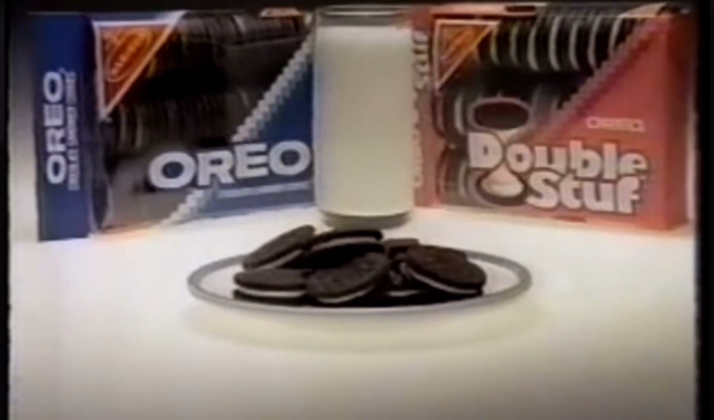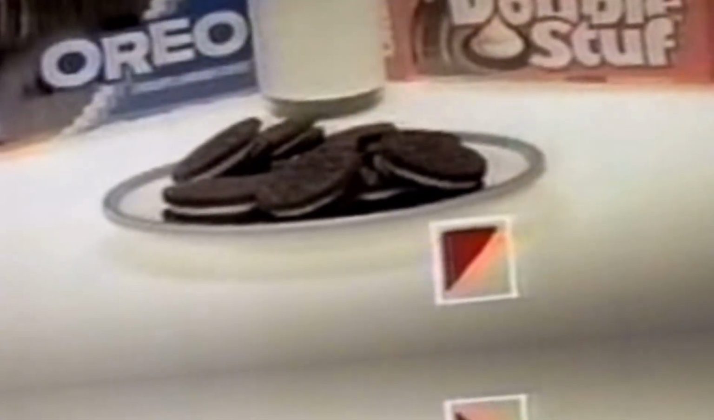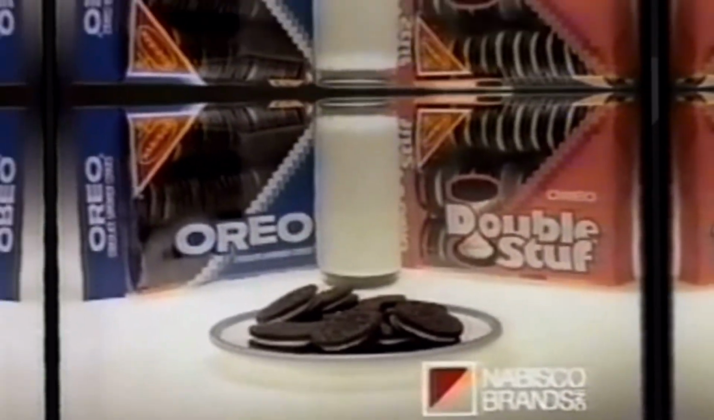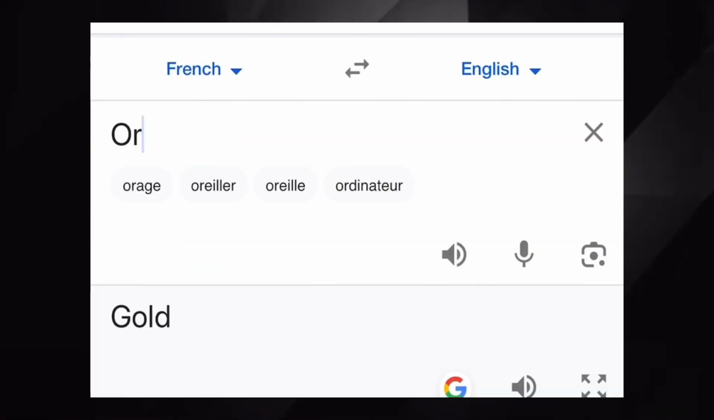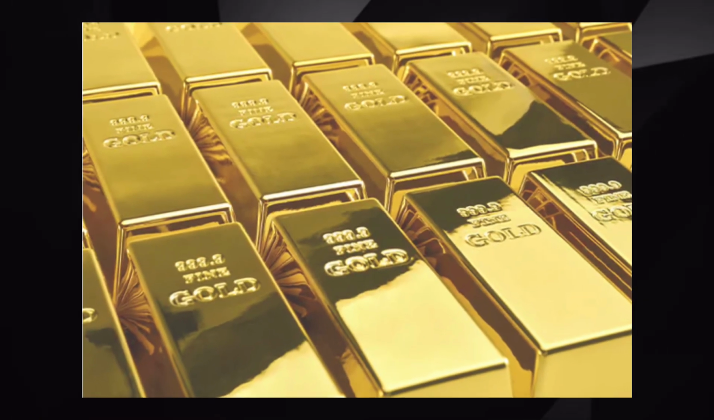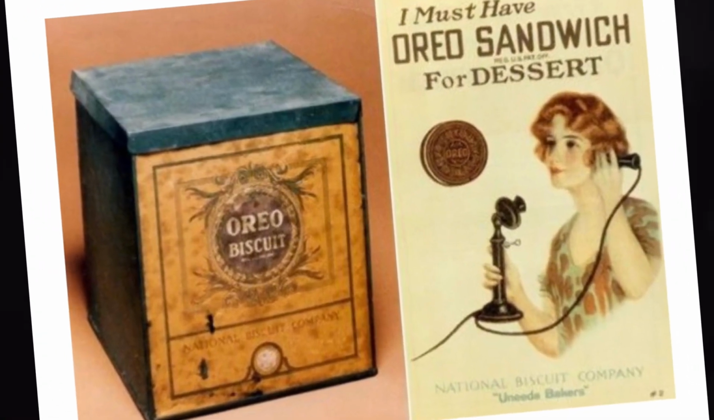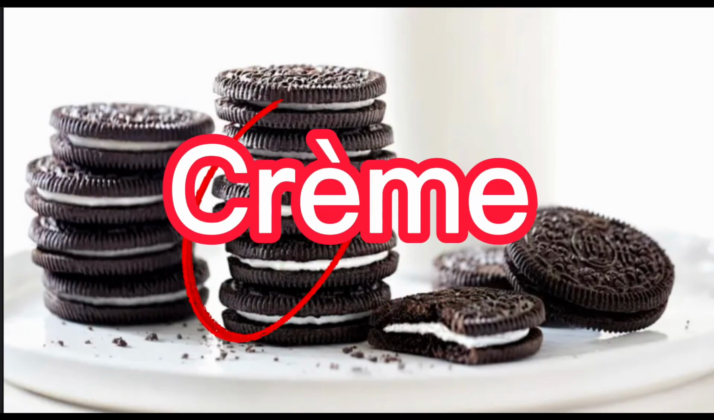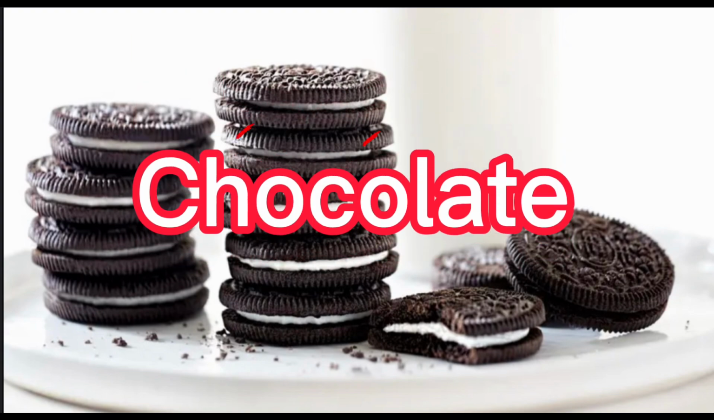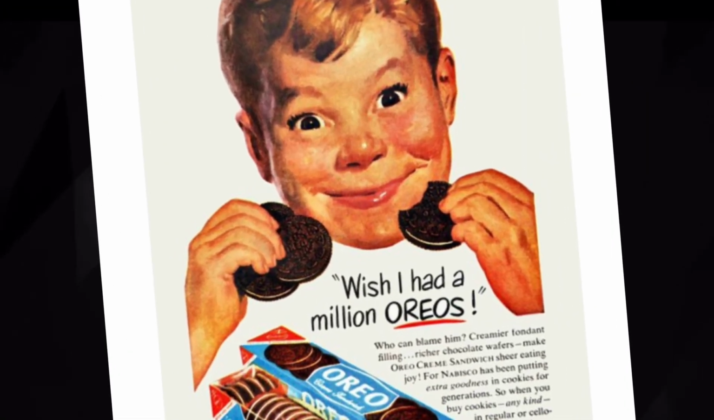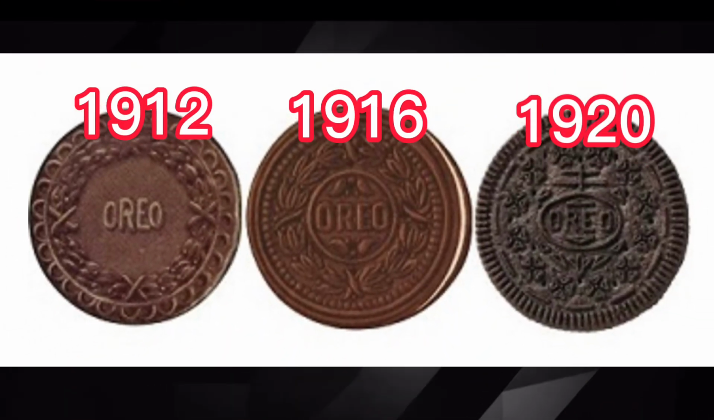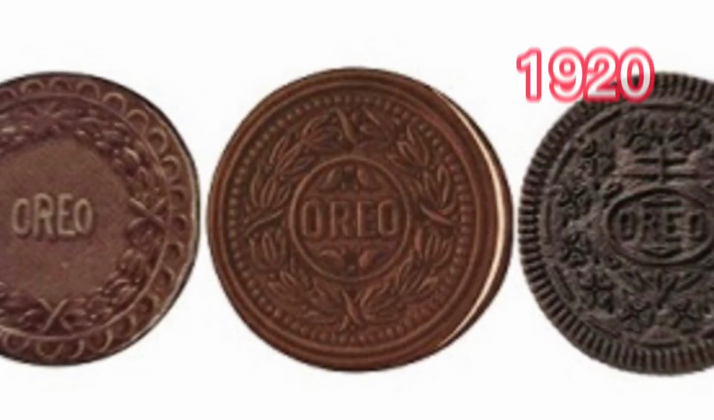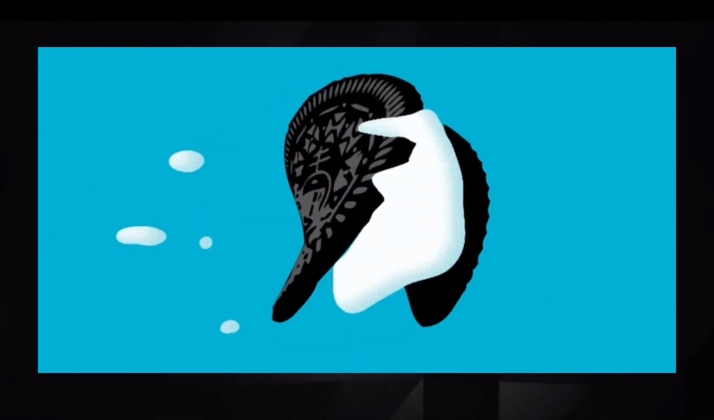One of the most intriguing aspects of Oreos is the mystery surrounding the origin of their name. Some believe that Oreo may have been derived from the French word or, meaning gold, possibly referencing the early gold packaging. Others speculate that it could be a combination of the ray from cream and the two O's from chocolate. Regardless of its origin, the name Oreo has become synonymous with this beloved cookie. Oreo cookies underwent a significant transformation in the 1920s when they evolved into the iconic sandwich cookie format that we know today.